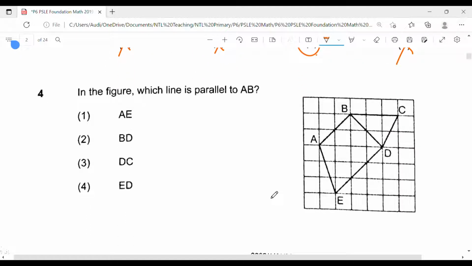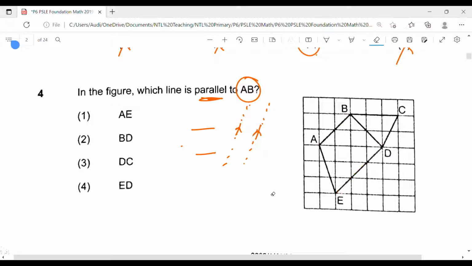Okay, this is question number 4. In the figure, which line is parallel to AB? Parallel means they are like this. Okay, or like this. And these two lines will not touch. You can extend them all the way and they will never touch. So AB, we have to identify where AB is. So AB is here. So the parallel line would be this one, ED.